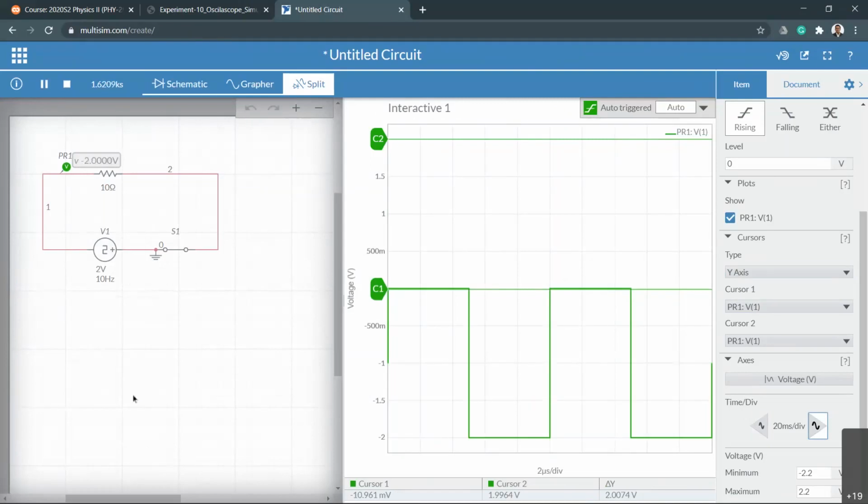Okay, now to change this, so now you can see the wave, right? So you have to change the time per division until you see the clock wave. Clock wave is like this square wave. And then put the minimum into 0. One quick thing actually you have to do here.